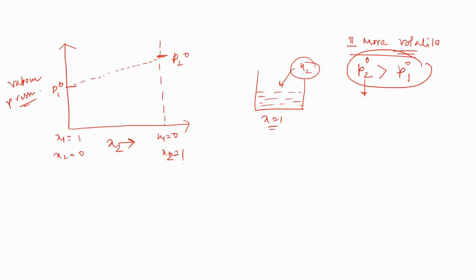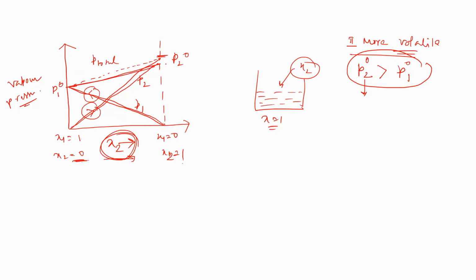Similarly, it will be curved like that. So similarly, for x2 to 0, it will be like that. So this is for the P1 case, and this is for the P2 case, and this is the total vapor pressure, P total. Okay, so this line is for P2 when we are increasing x2, but when we are increasing x1, then this line is for x1, and this is for x2, and this is for P total.